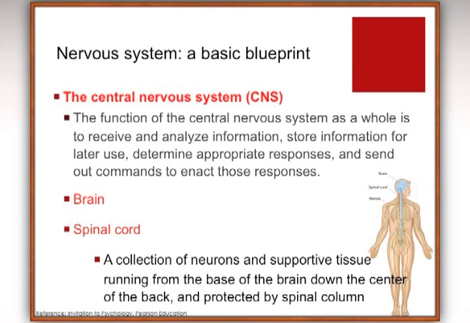Let's take a look into the central nervous system. The function of the central nervous system as a whole is to receive and analyze information, store information for later use, determine appropriate responses, and send out commands to enact those responses. The central nervous system consists of the brain and the spinal cord.